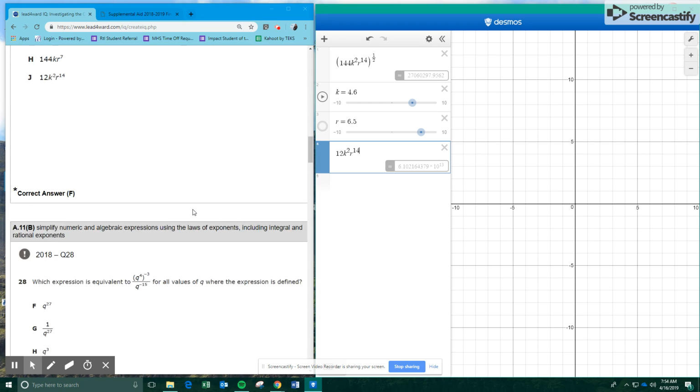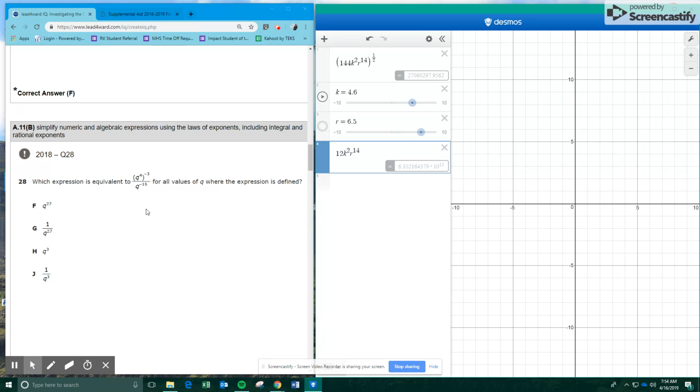Let me show you one more. Okay, here's number 28 from the 2018 STAR. We've seen this question before, actually, and it was kind of tough on the DCP. We saw it.